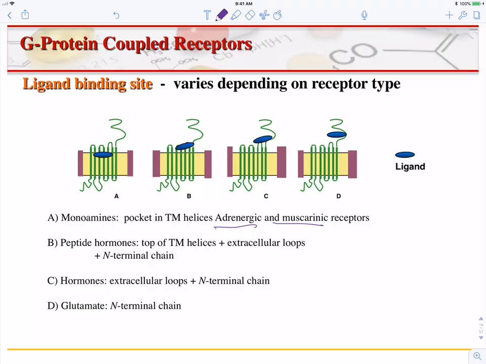In part B, we have binding of peptide hormones, which involves, besides the top of the transmembrane helices, also the extracellular loop and the N-terminus chain. Other hormones bind to the extracellular loops and N-terminal chain exclusively, so that there is no transmembrane involvement. And finally, glutamate, which, as we just saw, is another possible neurotransmitter, binds here on the N-terminal side.